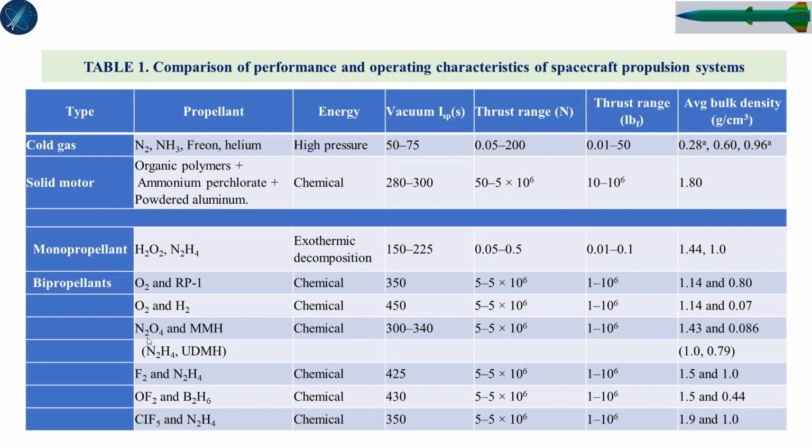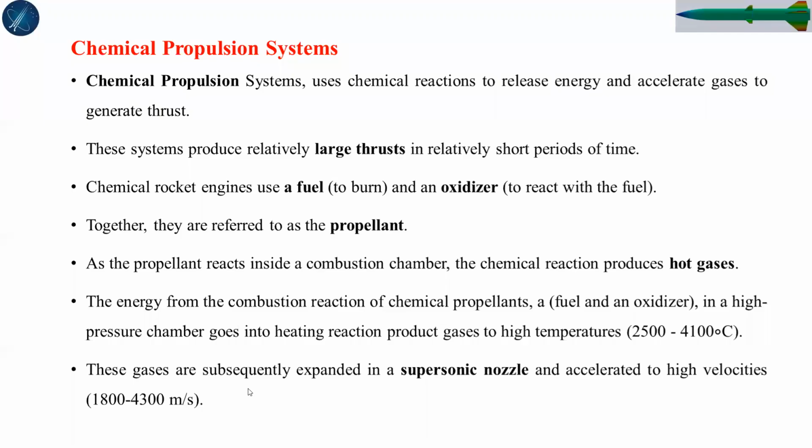Here, N2O4 and MMH, these are the compositions. N2H4, UDMH, F2 and N2H4. These are the combinations of the bipropellant. Okay, so this is the comparison between various propellant types.